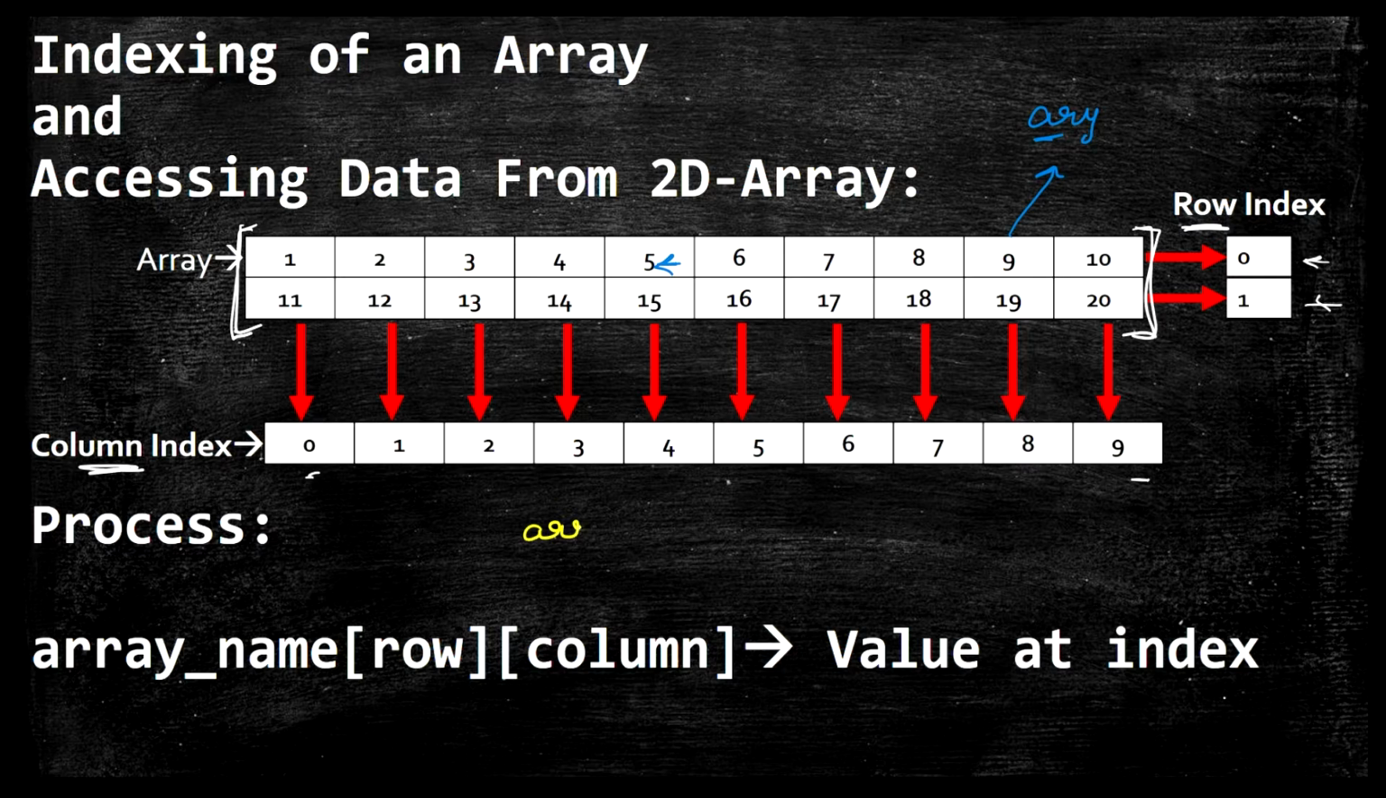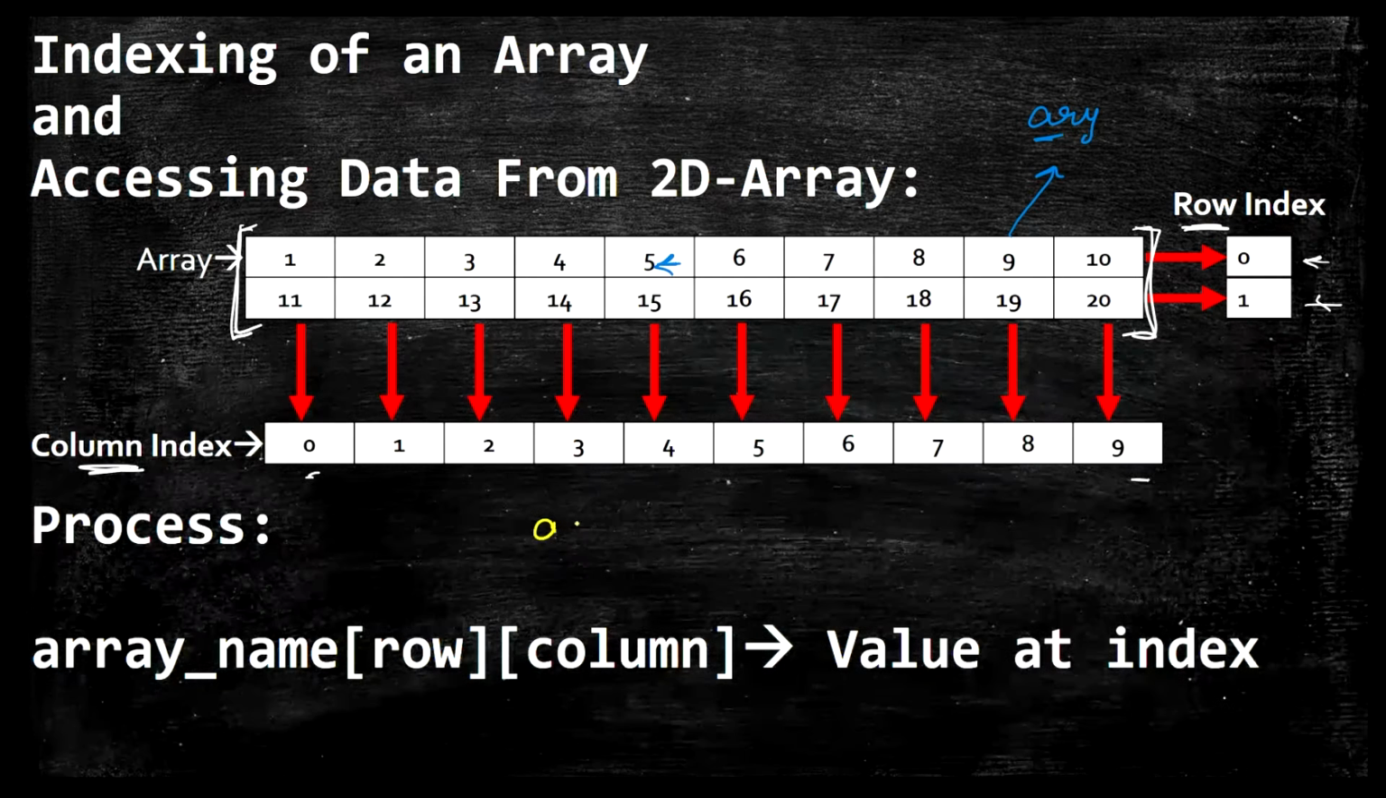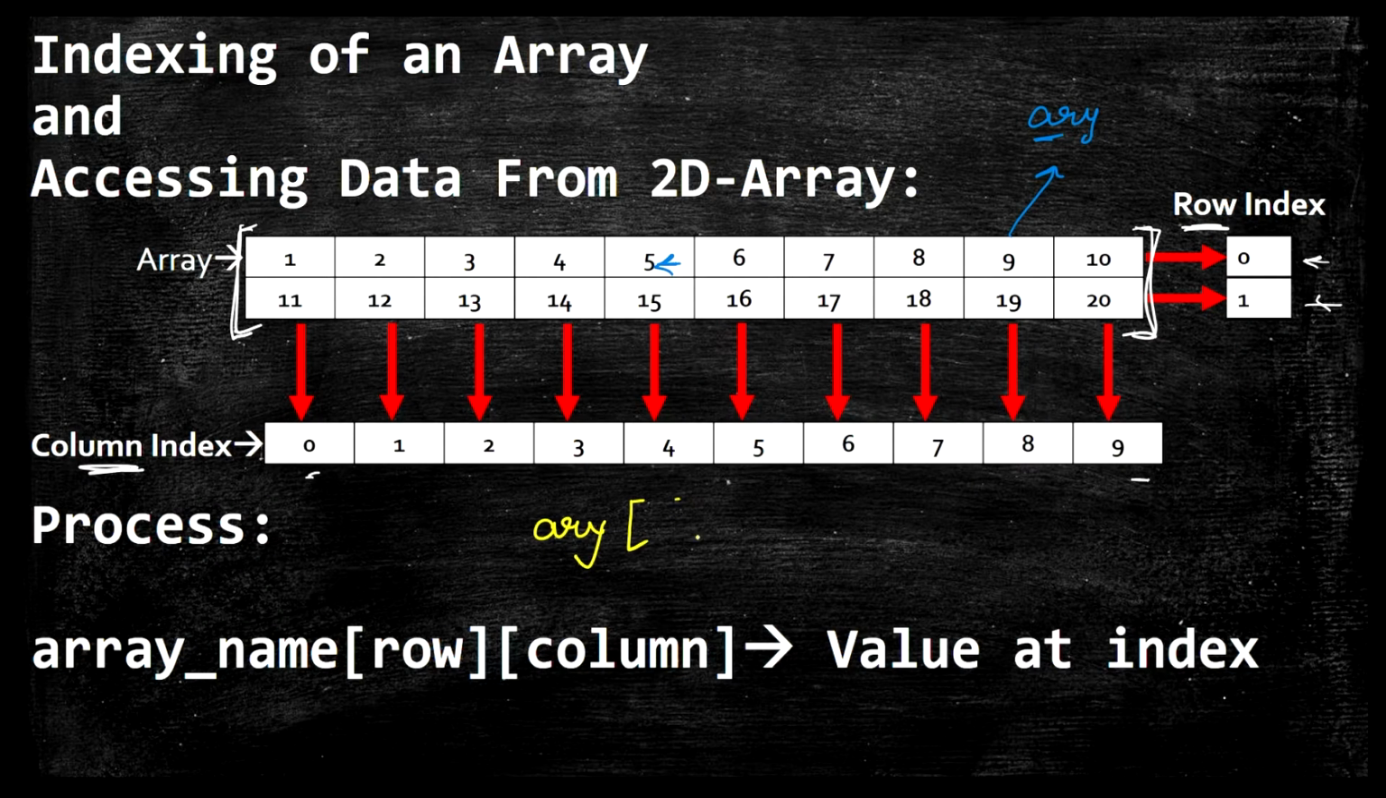So ARY, which is the array name. Then I will write the row index first. Remember, row index first, then the column index. First the row index. So what is the row index of this 5? Row index of 5 is 0. So I'll write 0 over here.